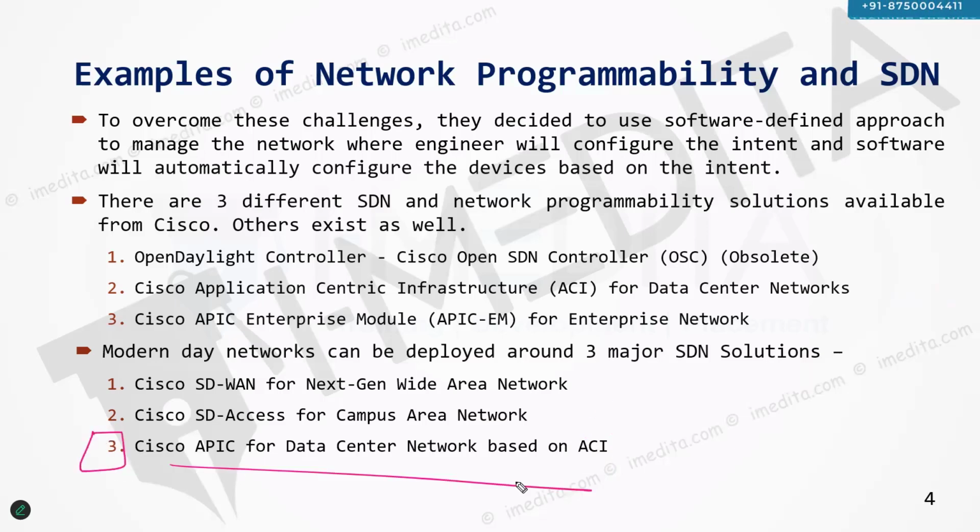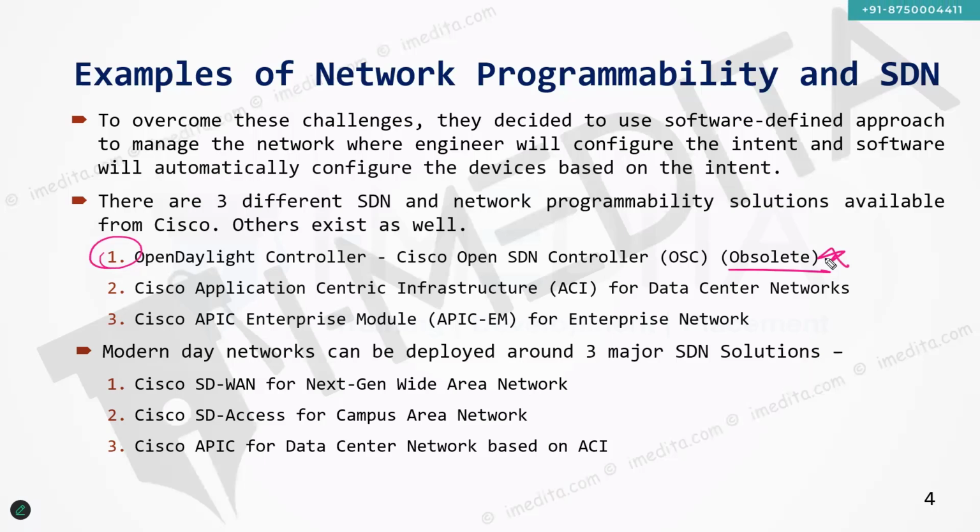Software-defined networking in the data center environment has been there for a very long time. When you start studying software-defined networking, you will notice that the development of APIC, Application Policy Infrastructure Controller, was done way long before SD-WAN and SD-Access came into the market. Cisco used to offer other solutions as well, such as the OpenDaylight Controller, which was Cisco's open SDN controller, but it is now obsolete. So Cisco does not sell or support this controller anymore.